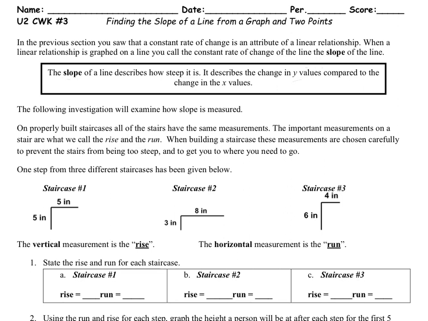The slope of a line describes how steep it is. It describes the change in y values compared to the change in the x values.